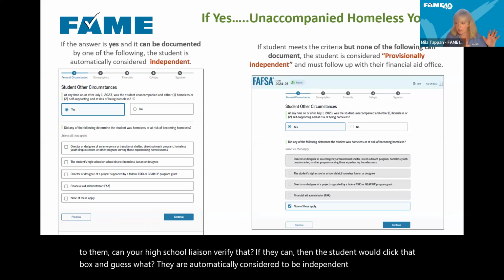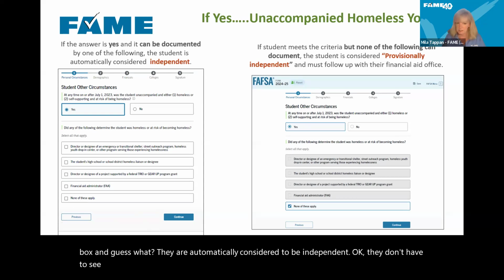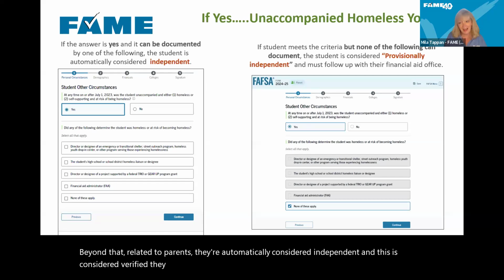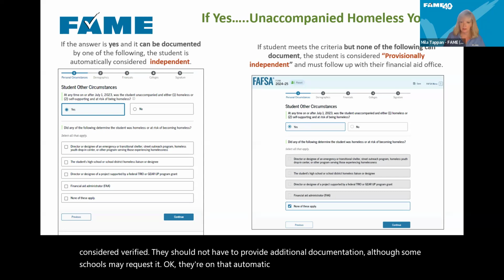Okay. They don't have to see any additional questions beyond that related to parents. They're automatically considered independent, and this is considered verified. They should not have to provide additional documentation, although some schools may request it. Okay, they're on that automatic path to independence.